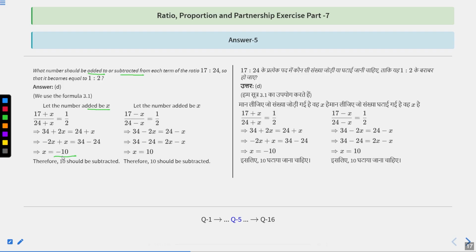It means we subtract the value of x. So let the number we subtract be x. So (17 - x)/(24 - x) equals 1/2. When we solve it, we get x equals 10. So therefore, 10 should be subtracted from this ratio. Then the ratio will become 1:2. So D is the correct answer. Next one.